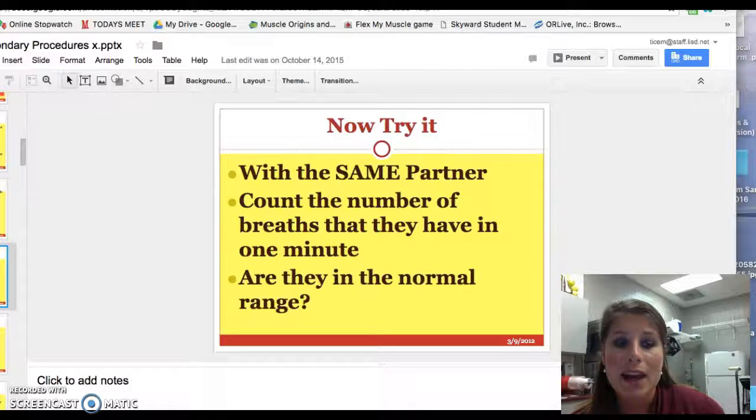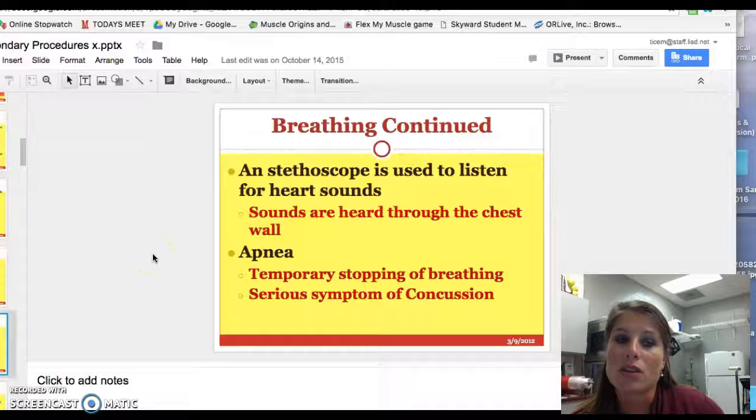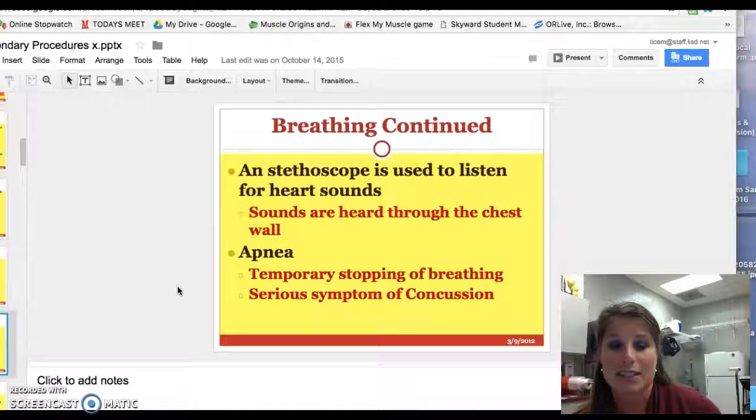And we have another term, and it is apnea. Again, we see the P-N-E-A, which refers to breathing, and apnea refers to temporarily stopping breathing. Sometimes you have heard of sleep apnea, and that is where people stop breathing in their sleep. That's where we see that term apnea. This is a serious symptom of a concussion. It is something that we take very seriously.